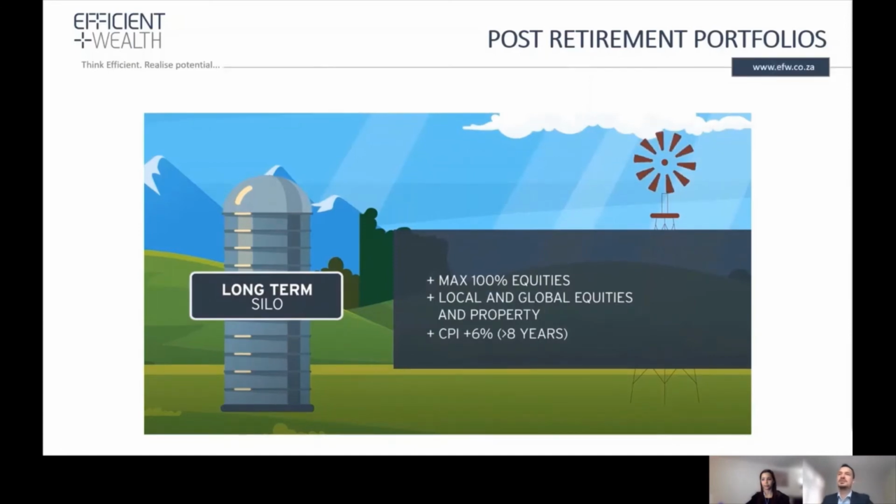And then in the long-term silo, we invest 100% in equities, both local and global, and we might also add property to this long-term silo. We can use both share portfolios and unit trusts within this silo. The target here is to achieve long-term capital growth with a target return of CPI plus 6% over the long term.